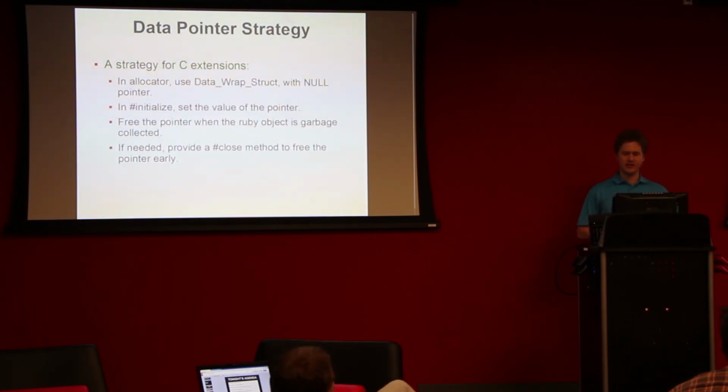So the basic strategy here is that in the allocator, you should call that data wrapped struct method that I showed earlier. But you don't have any data yet, so you can't really set it to anything meaningful, so you should just set the pointer to null. Then in the initialize method, you actually have access to what the user passed in to create the object, so you can actually initialize your C data structure. You can call malloc to initialize some memory. You can call open to open a file handle. You can open a handle to a USB device, or whatever you want to do. And you can do that in initialize.